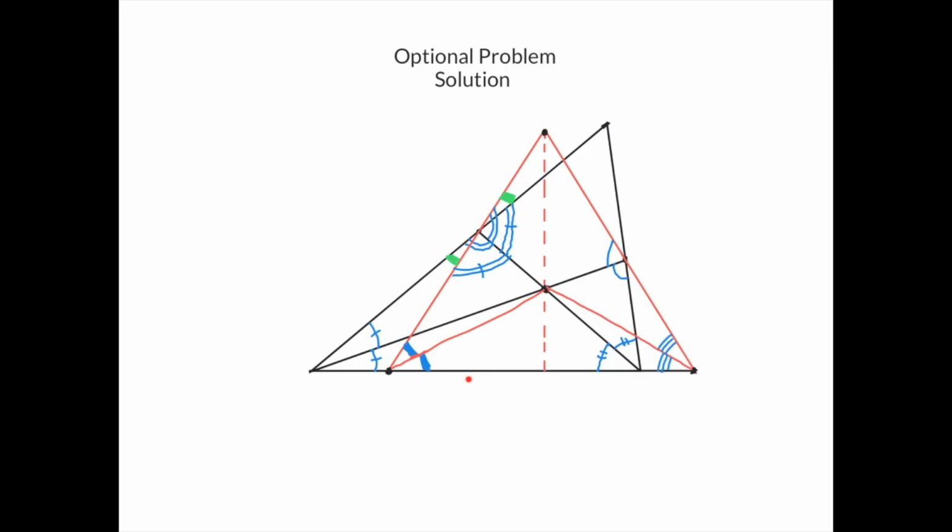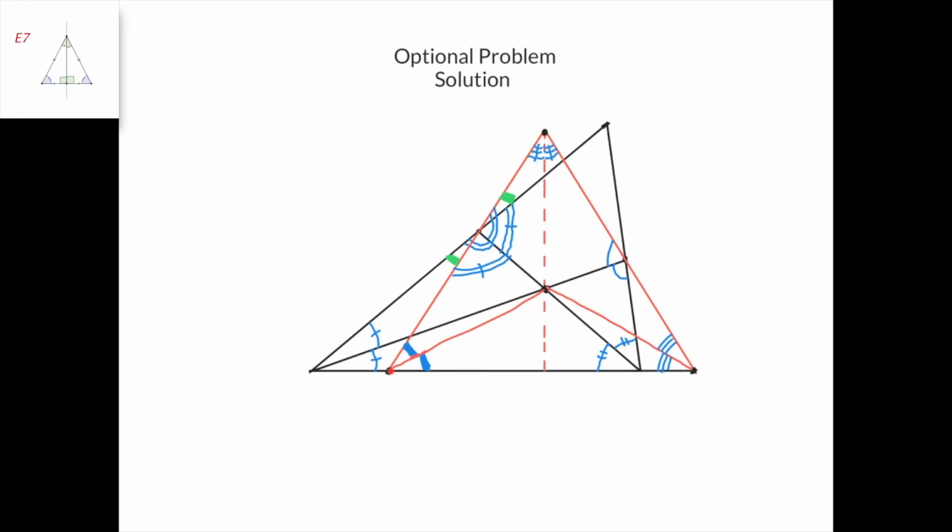Now take a look at this triangle, the red triangle. This is its incenter, because this is an internal bisector, and this is the other internal bisector, and they intersect here. And therefore, this here is an angle bisector of this angle. The last thing that we're left to prove is that this triangle is isosceles, and then it would follow that the angle bisector is also an altitude, and then we would get the 90 degrees here.